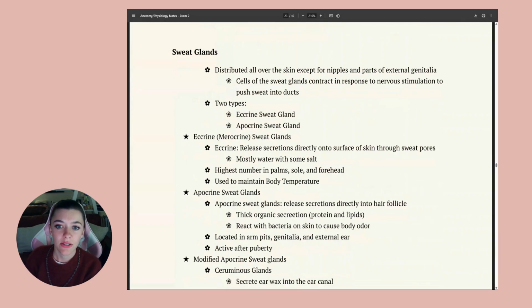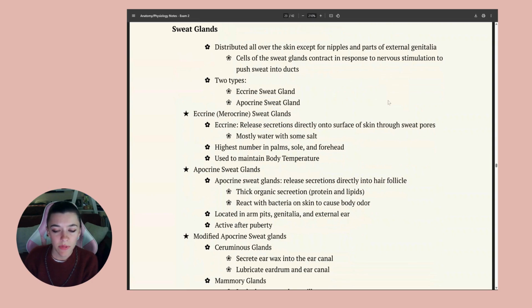So, sweat glands, those are distributed all over the skin except for your nipples and part of the external genitalia. Cells of the sweat glands contract in response to nervous system stimulation to push sweat into ducts. There are two types of sweat glands, your eccrine and your apocrine.